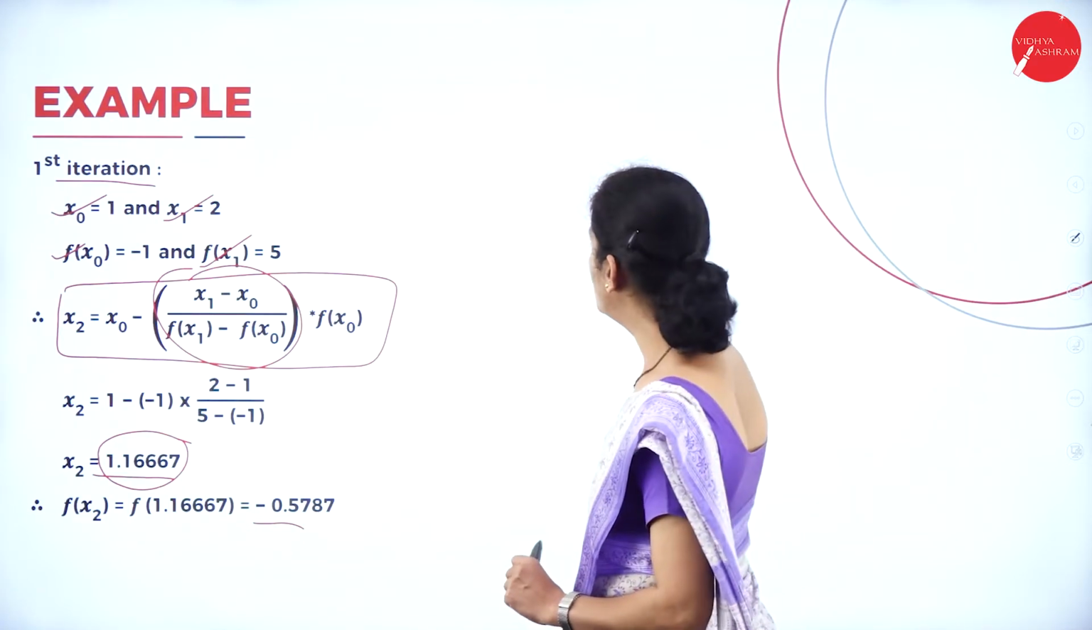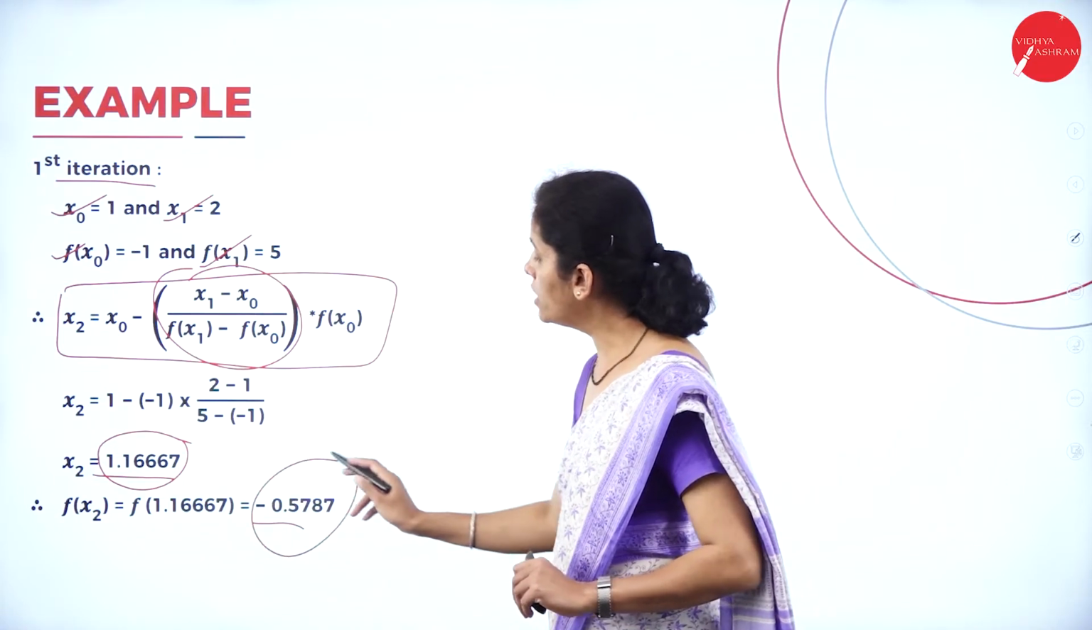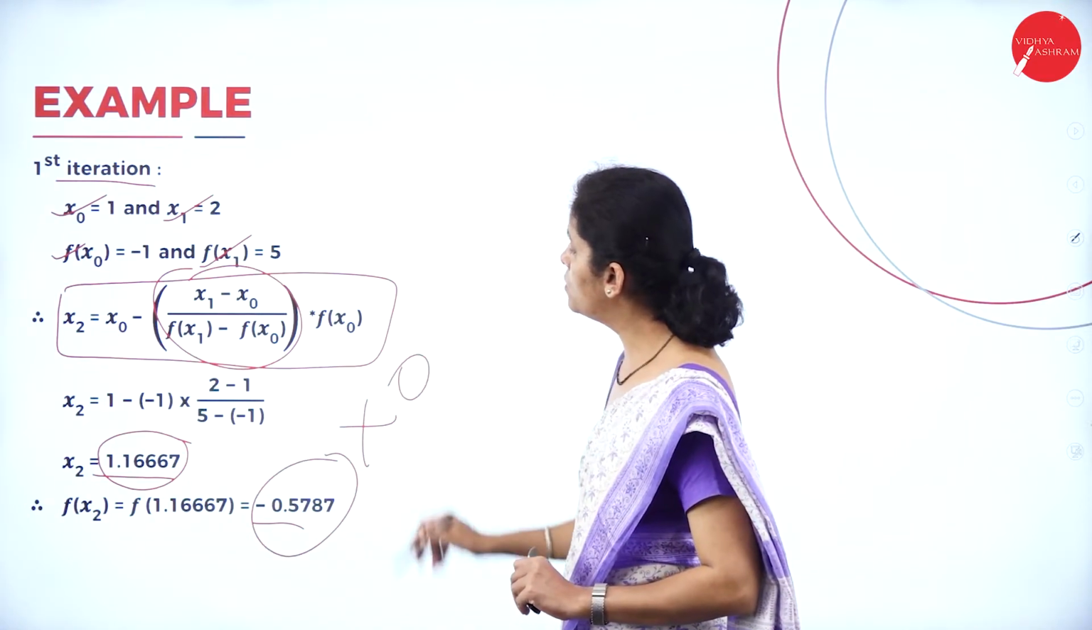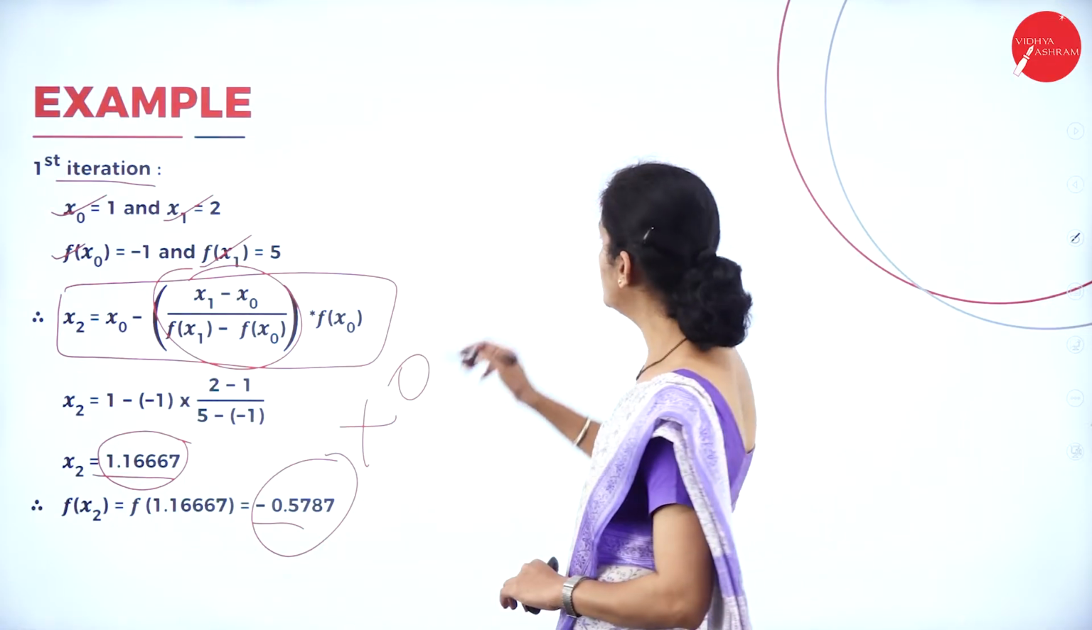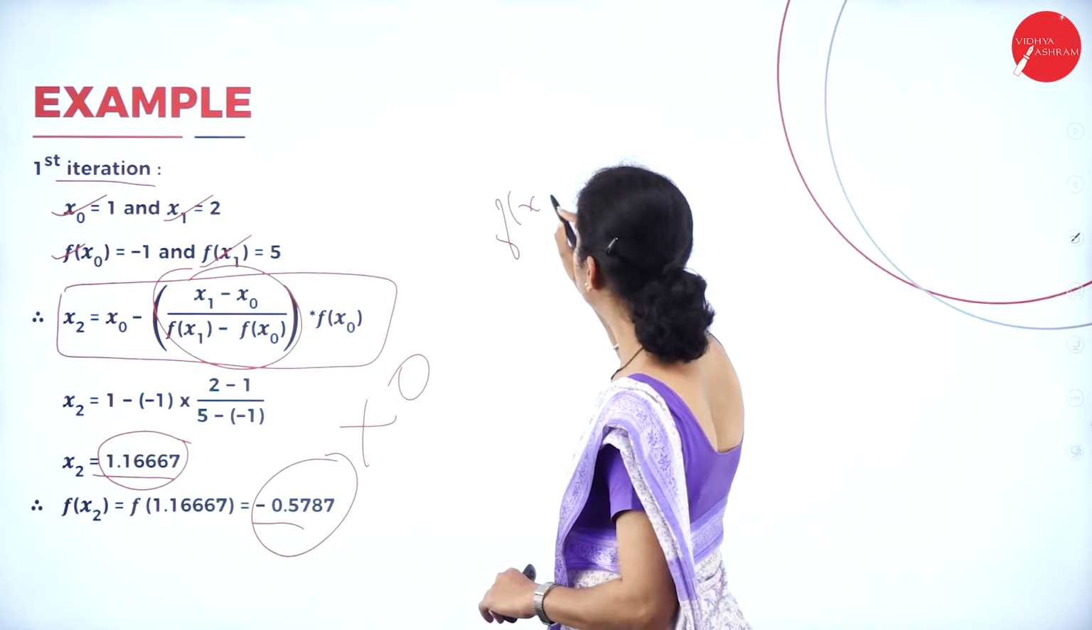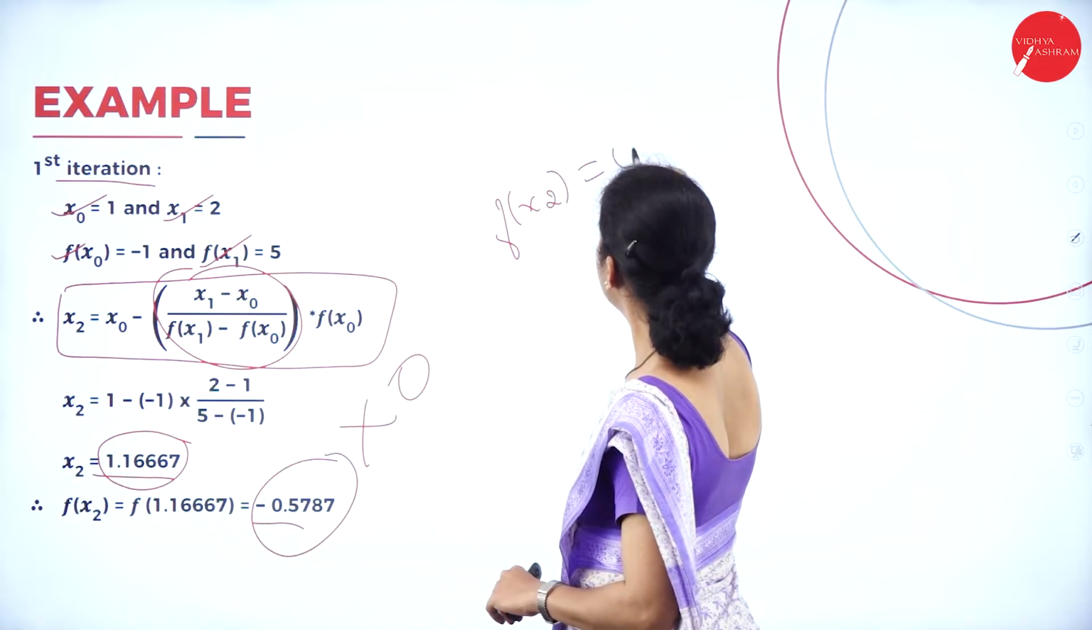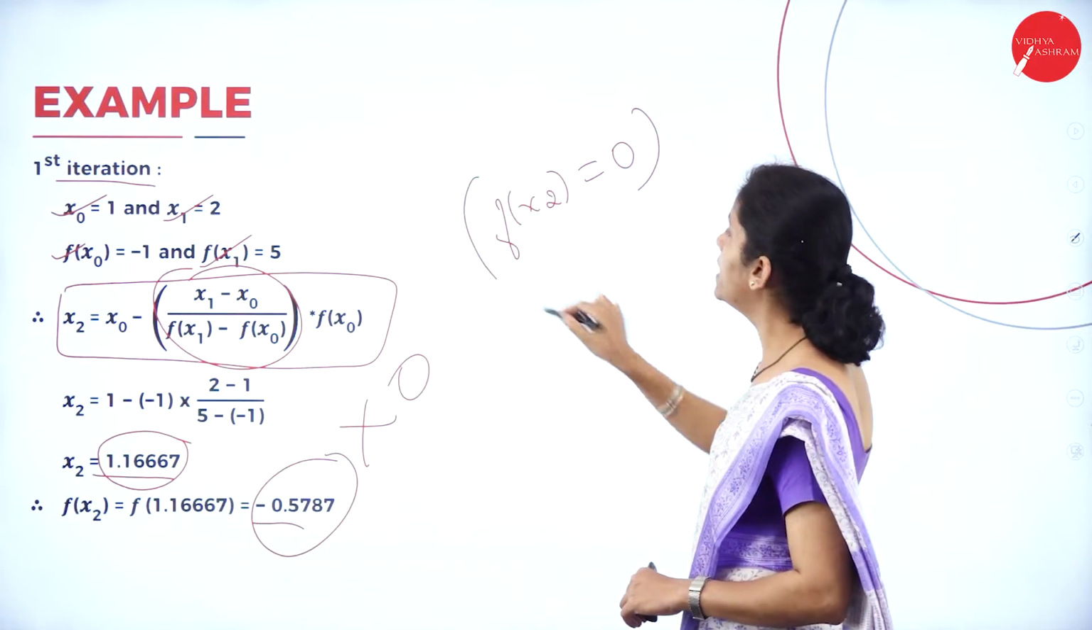Now see here, this is not equal to 0. So this is not equal to 0. In the algorithm, they have mentioned that if f of x2 equal to 0, then I want to stop the iteration.